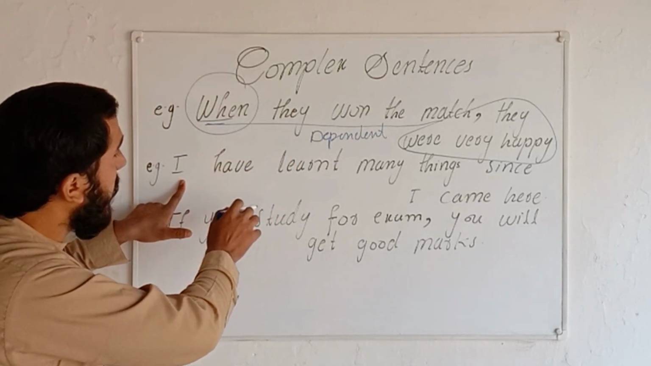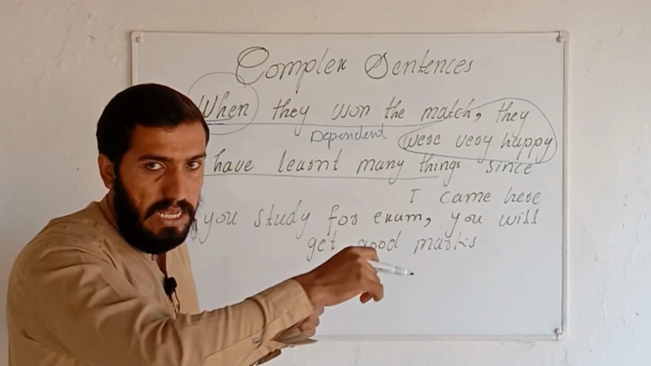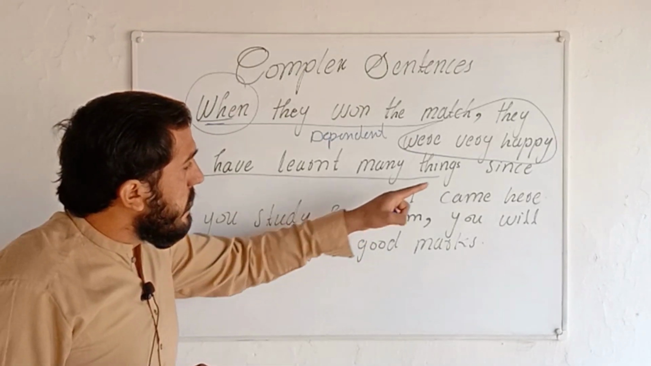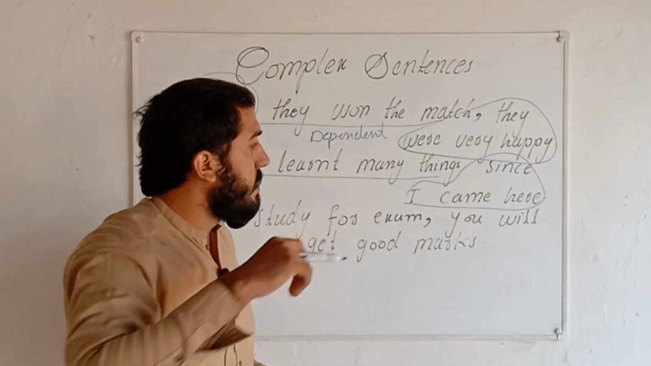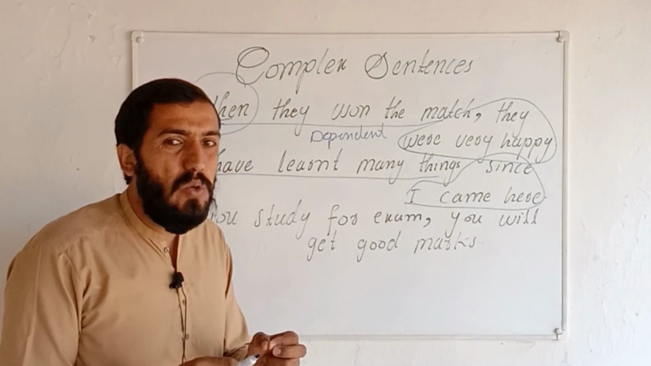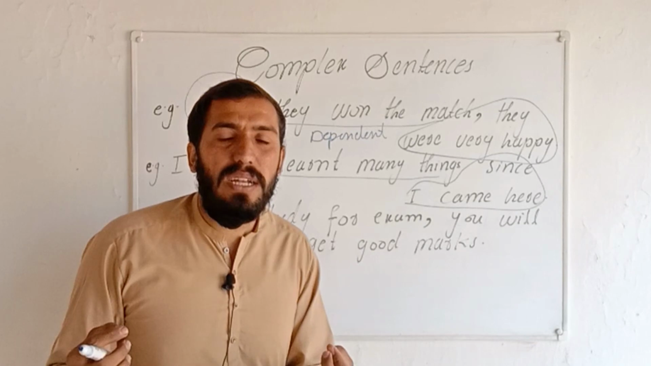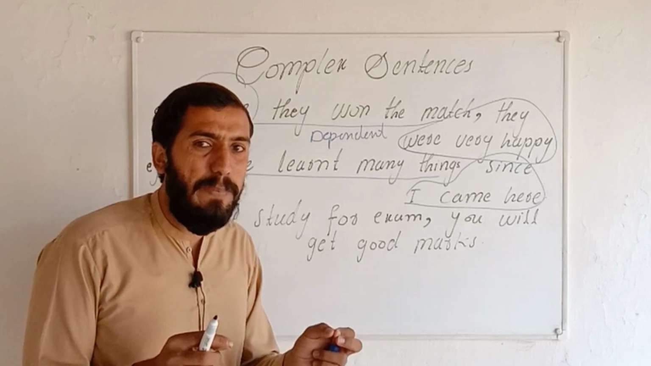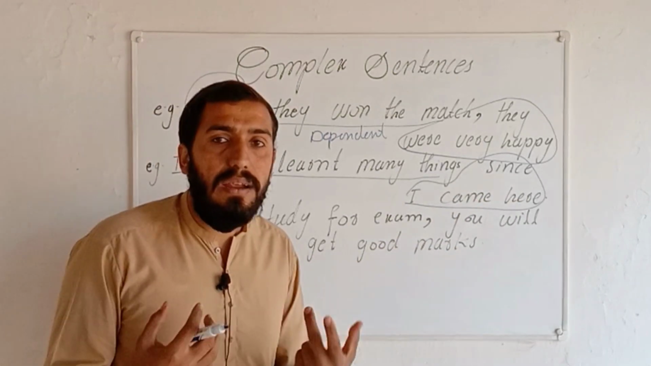The second example: I have learned many things. Well, this is an independent clause. This is a sentence. Since I came here, this is a dependent clause. It cannot give meaning if it is used separately. Since I came here, so what? It cannot give a complete sense. Therefore, you need to use it with an independent clause. I learned many things since I came here. Since I came here, I learned many things.